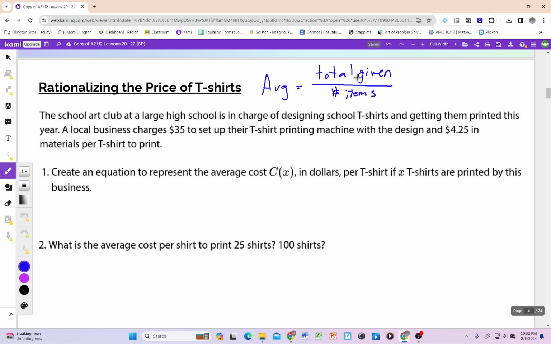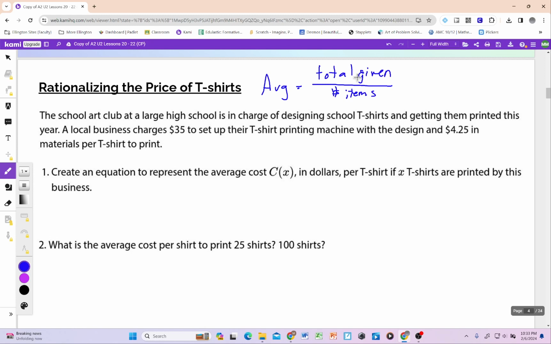So in this particular case, we're going to look at how that comprehends in terms of t-shirts and costs. So the school art club is in charge of designing t-shirts and getting them printed. A local business charges $35 to set up the machine, $4.25 per t-shirt to print. Okay, fair enough. And so that's true whether we print 1 t-shirt or 1,000 or 1,000,000 of them, right? So let's create an equation to represent cost.